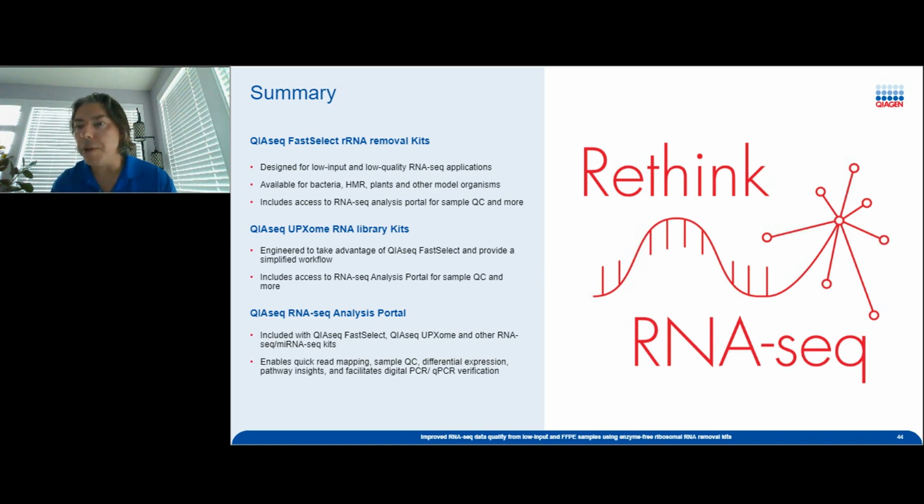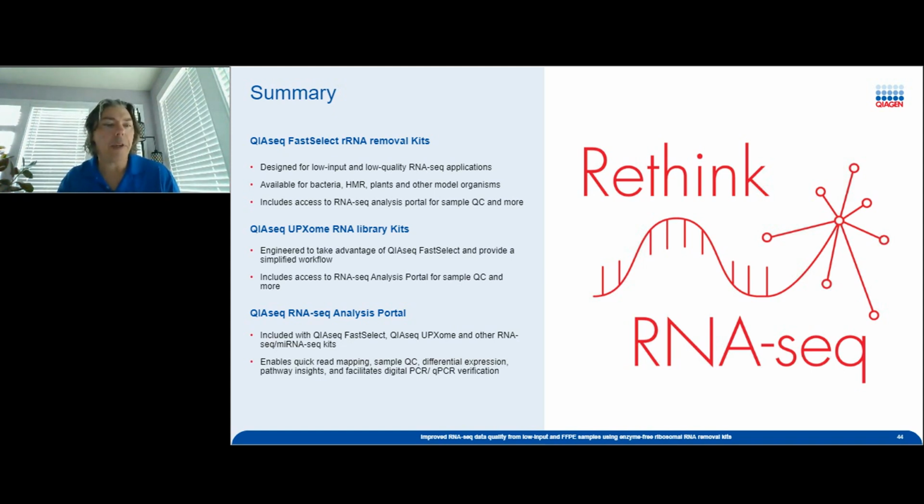And the reason for this is that when FastSelect doesn't have a target to bind to, it often will bind to the randomers that we're using for the cDNA synthesis. So by diluting FastSelect down, if it finds the target, it will bind to its target. Without having a lot of FastSelect that isn't bound to the target, it doesn't soak up all the randomers that you need to drive cDNA synthesis. And you can overcome that also by spiking in more randomers in certain cases.